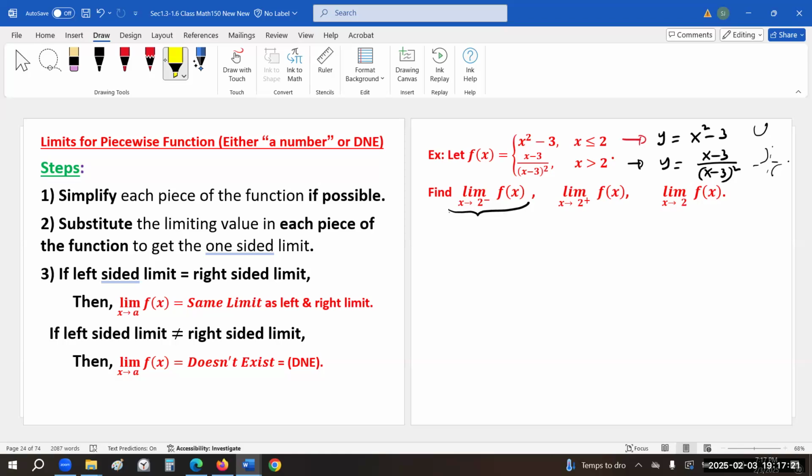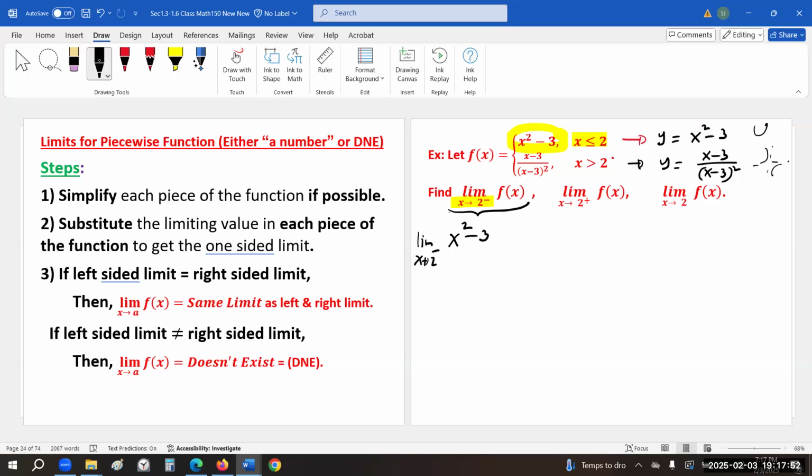Before 2, which function do we have? Part 1. See the domain, it says for all the x values smaller than 2. Means all the numbers that are smaller than 2 for x, our function is this one. So for the left side limit, we are going to use that function, x squared minus 3. So limit as x goes to 2 from the left side of this function.